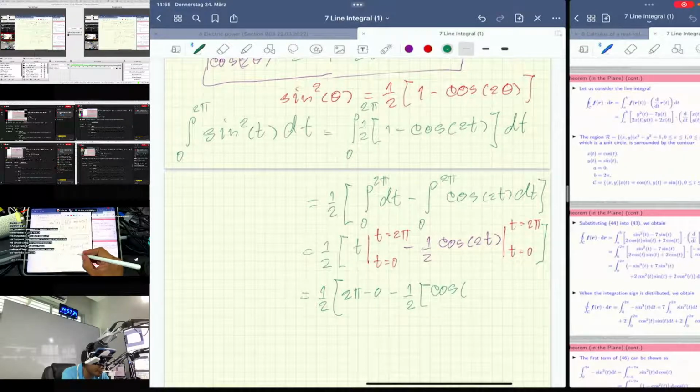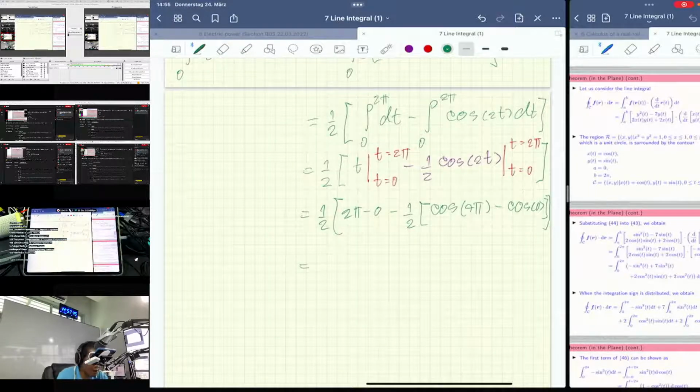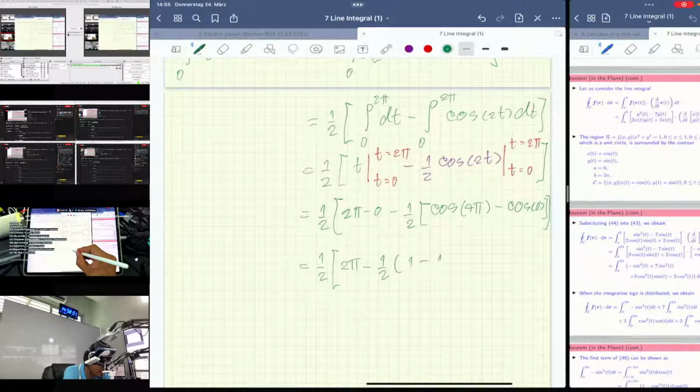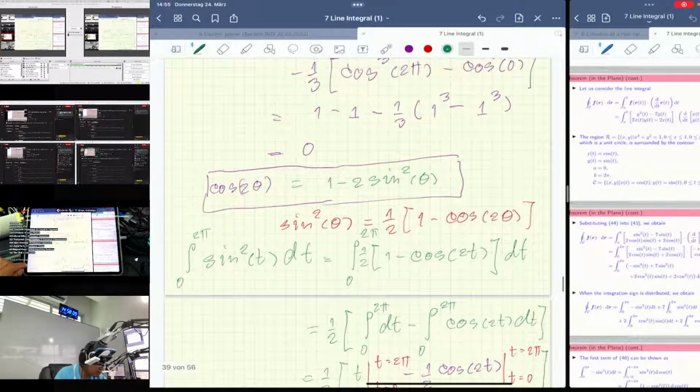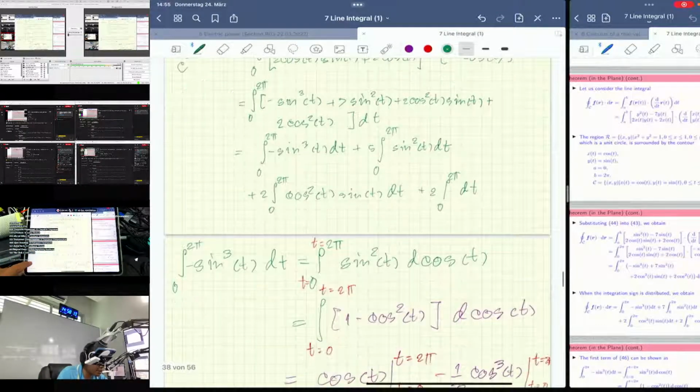of 4 pi minus cosine 0, bracket and bracket again. You would get 1 by 2, 2 pi, negative 1 by 2, and here is 1 minus 1, right? You get finally only pi. All right, that's the second term.